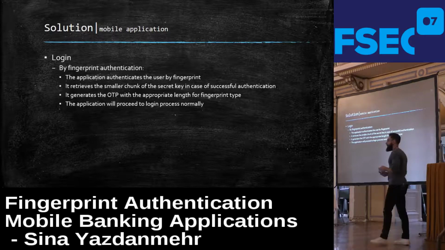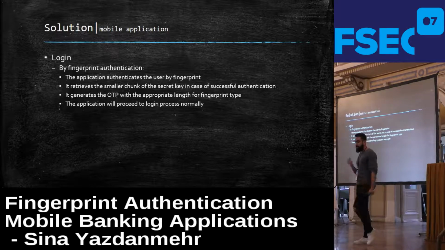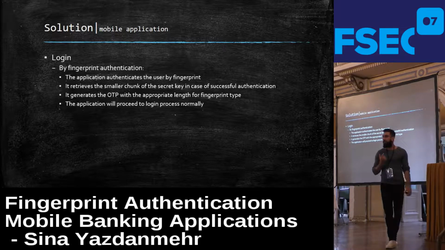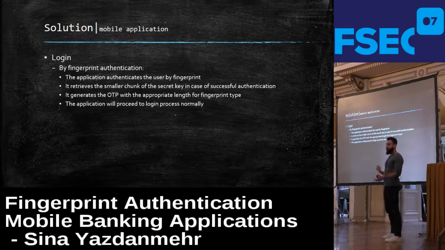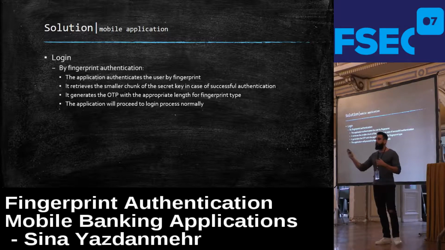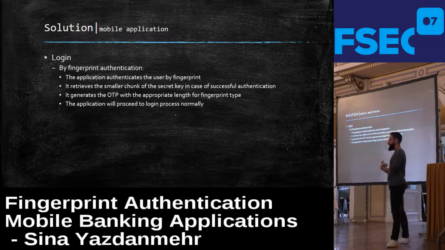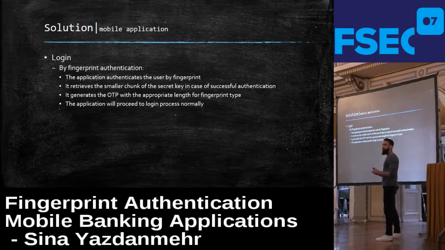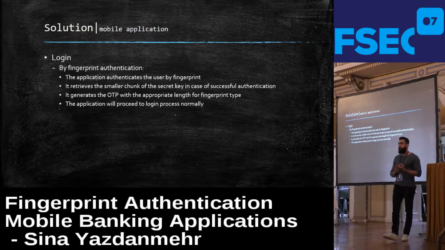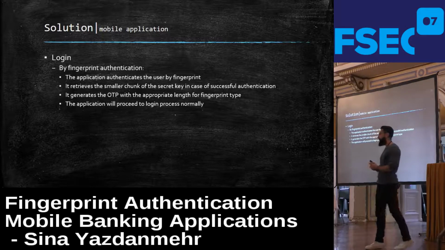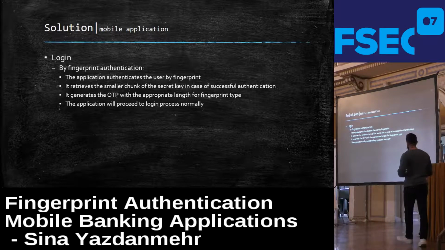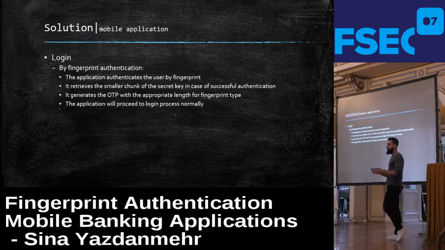By fingerprint authentication, if the user wishes to use it, the application authenticates the user by his fingerprint. In case of successful authentication, the mobile app is able to fetch the encryption key from the key store, decrypts the smaller part of the secret key, generates an OTP, and logs in the user to the system. All other steps will be the same as before.